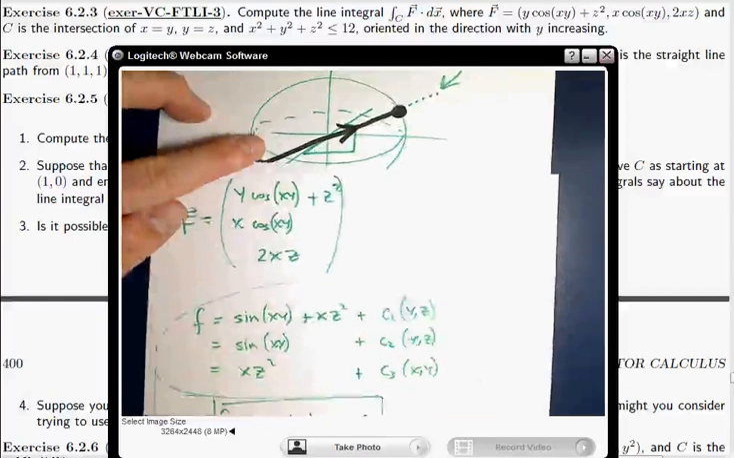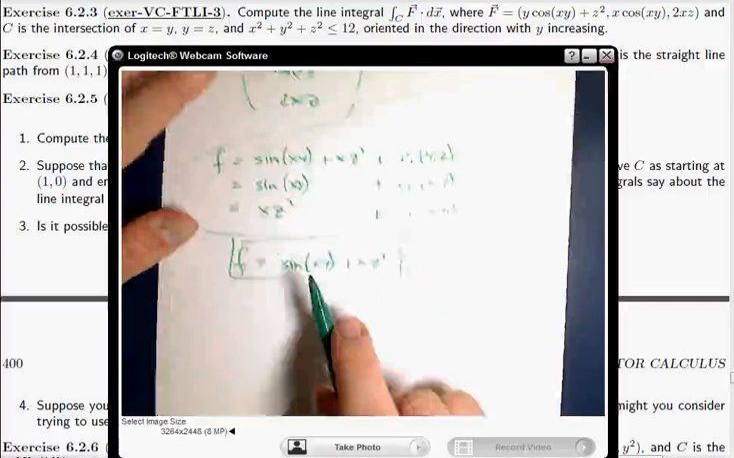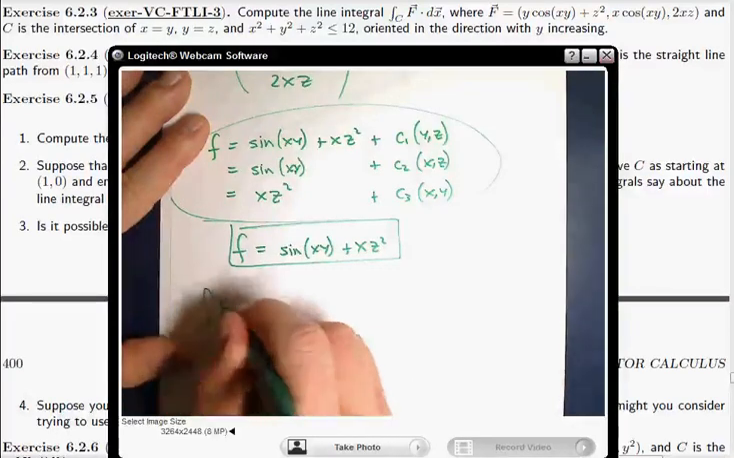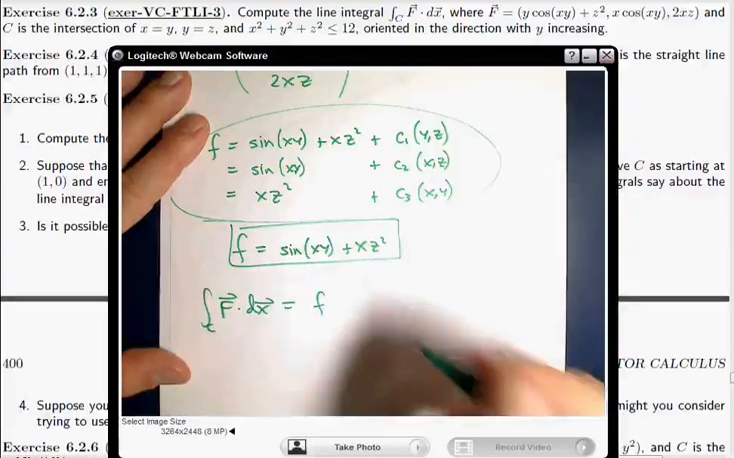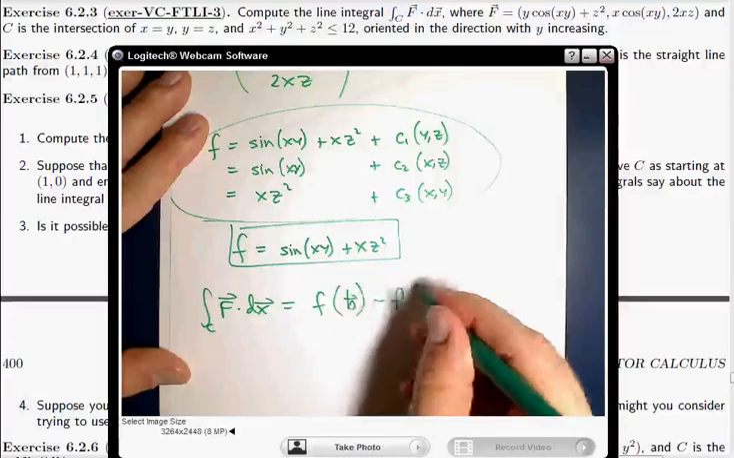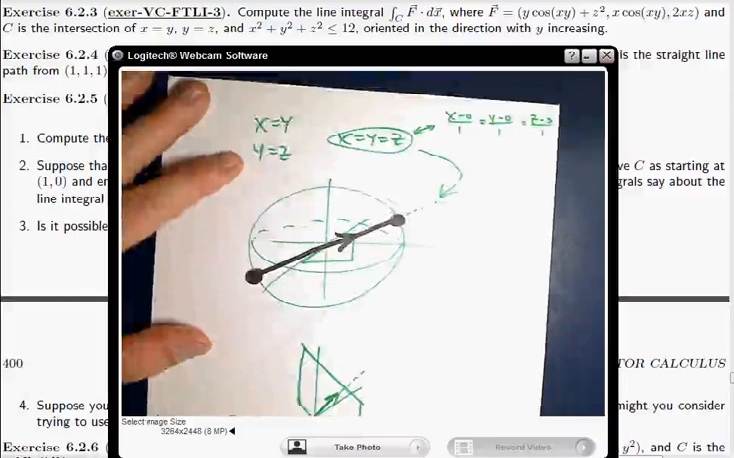We have an anti-gradient, and so I can compute the line integral over that curve of f dot dx as little f of b minus little f of a. Now you just got to figure out what a and b are. That's what I was having trouble with.